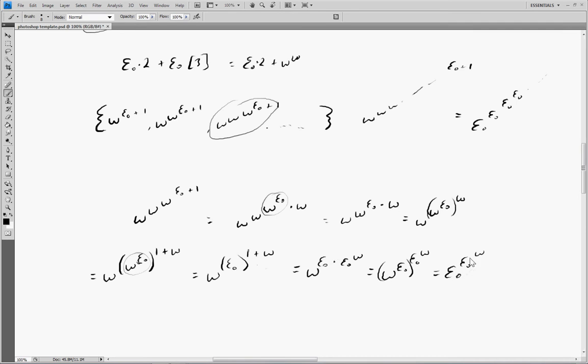And if your starting point is 4 omegas with this on top, you'll end up with 3 epsilon-naughts with an omega. And you can see the trend.